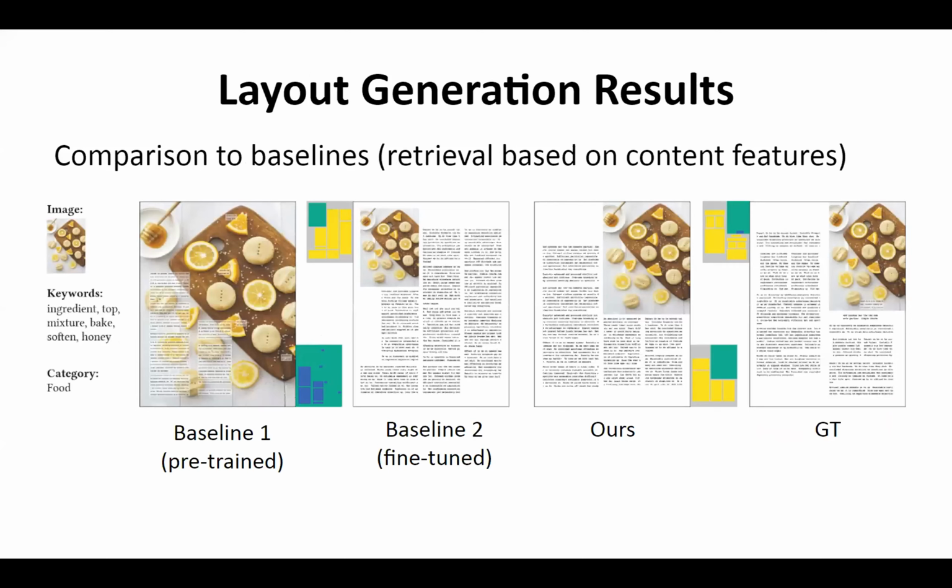And here I show some results for automatic layout generation. We compare with two baselines that are based on retrieval. The first baseline uses the content features with pre-trained weights, and the second baseline uses fine-tuned features from our training. We can see that the two baselines either generate a very large image with too much text on it, or give too little space to the image, while our layout is more similar to the ground truth.